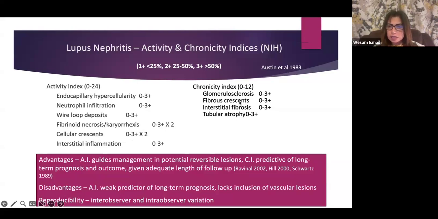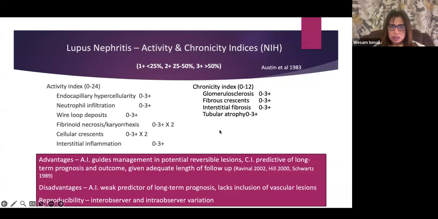While chronicity indices are from 0 to 12, we score 4 entities, and this is where the tubular interstitium comes in. And it's really very important because, as you all know, and as I have mentioned several times before, it's the tubular interstitial compartment and the vascular compartments that give you a prognostic idea about the prognosis of the patient. So we score glomerulosclerosis, we score the presence of fibrous crescents, interstitial fibrosis, and tubular atrophy.